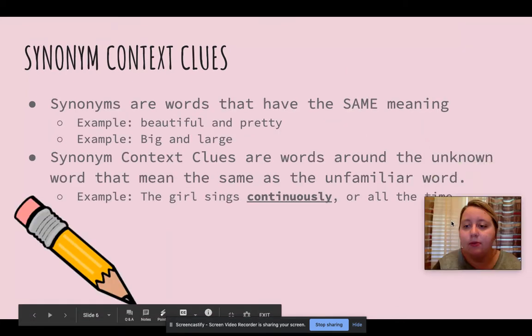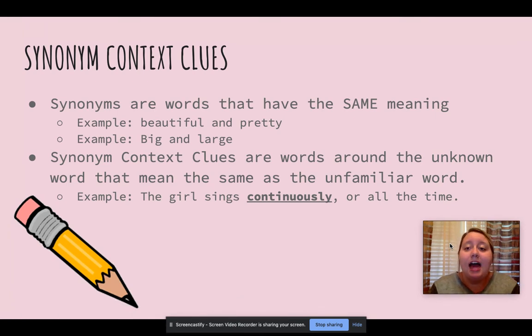Synonym context clues. Synonyms are words that have the same meaning. The way I remember that is like SS, synonym, same. So if you look at the example here, beautiful and pretty, those words mean the same thing. Big and large, those words mean the same thing. Think in your brain right now of two words that mean the same thing. Great job.